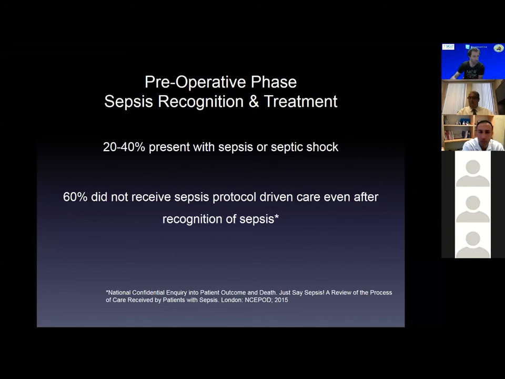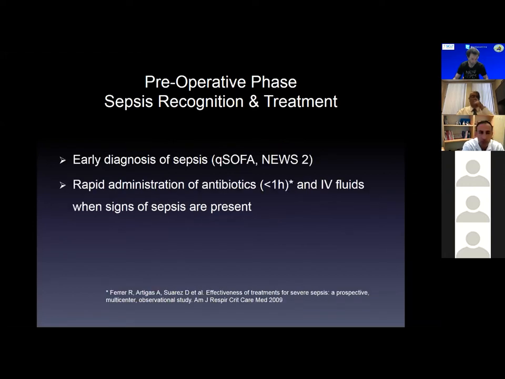Another essential point of the ERAS component for the emergency laparotomy is early recognition of sepsis and treatment. Up to 40% of patients that have been subjected to an explorative laparotomy had an ongoing sepsis or were in septic shock. In a study, the NELA study from 2015, they noticed that only 60% of these patients actually received sepsis protocol-driven care. So assessing these patients early on and implementing the sepsis protocol, one of the paramount important things is early antibiotics.